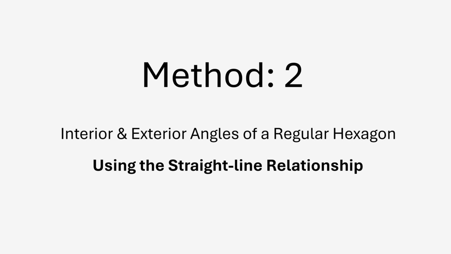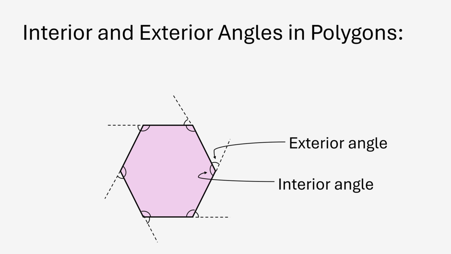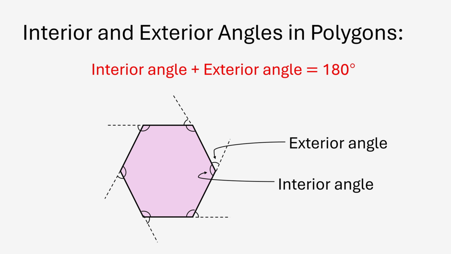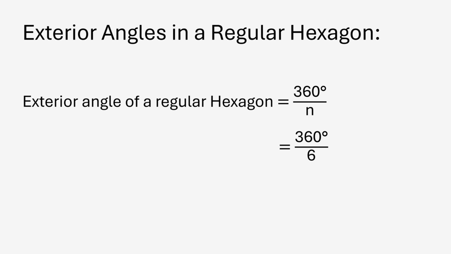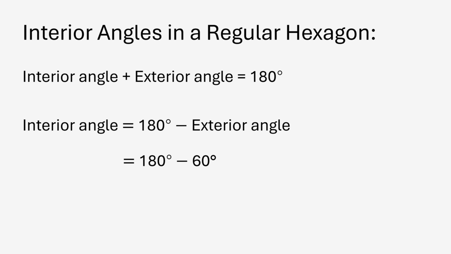Method 2. Using the straight line relationship. The interior angle and exterior angle form a straight line. So together they add up to 180 degrees. We already know the exterior angle is 360 degrees divided by 6, which is 60 degrees. So the interior angle is 180 degrees minus 60 degrees, which again gives 120 degrees.